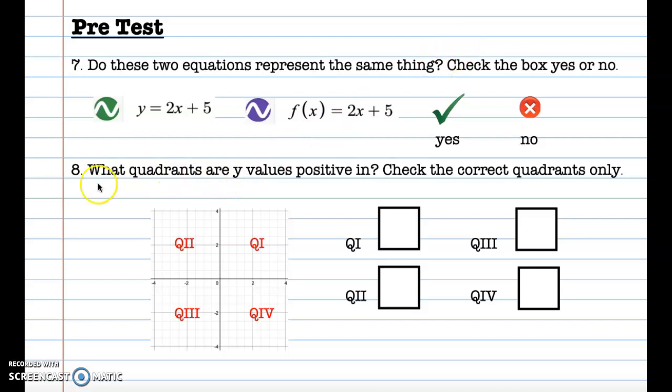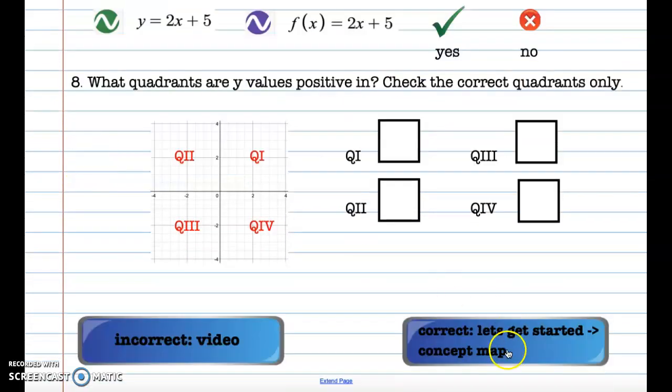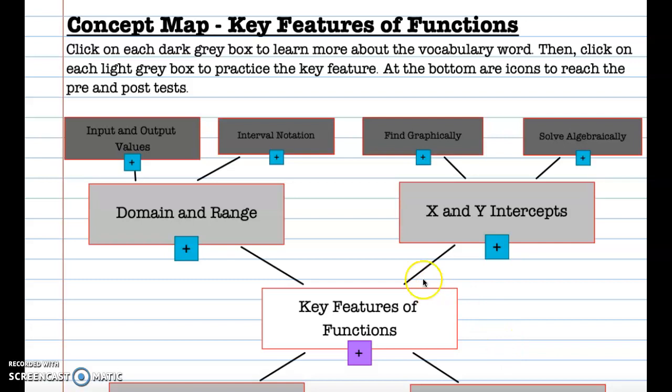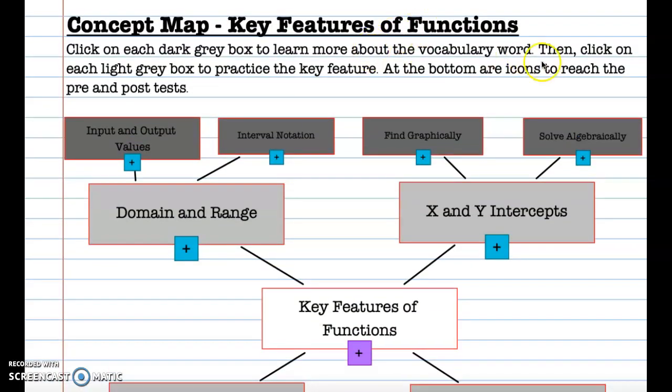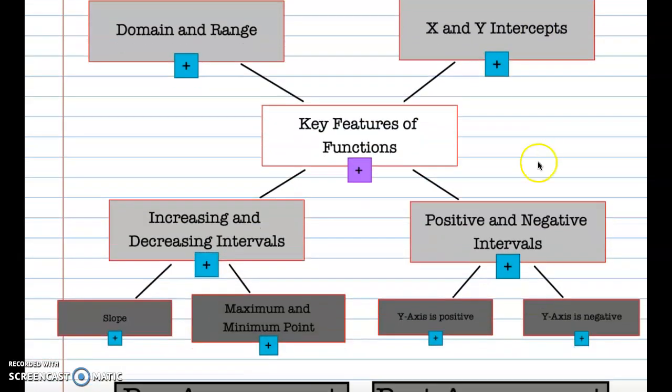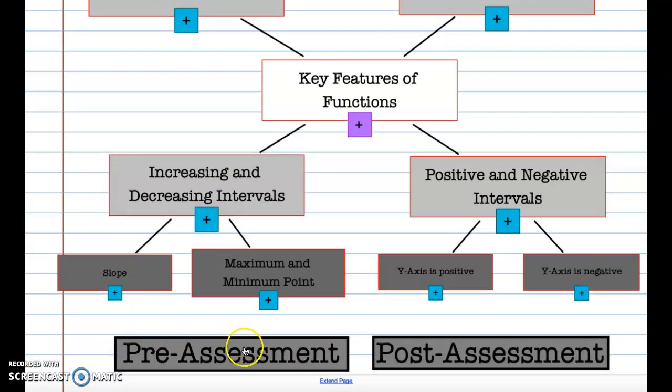Once we finish the 4 slides, it's a total of 8-question pretest, we can get to the concept map, which organizes all the key features that students are going to learn about. The directions here recommend students to start with these gray boxes. The gray boxes are vocab words within each of these subcategories. So the 4 key features that students will be learning in this lesson are domain and range, x and y intercepts, increasing and decreasing intervals, and positive and negative intervals. Within, like I said, are the vocab words. At the very bottom, students can also access the pretest again, as well as the post-test when they're all finished.